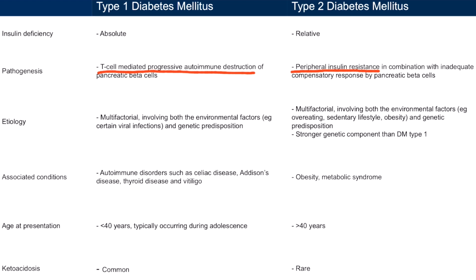Now, both of these types have complex multifactorial etiologies, including both environmental and genetic factors. For example, certain viral infections are thought to trigger the onset of type 1 diabetes, while the important environmental factors related to type 2 diabetes are overeating, sedentary lifestyle, and obesity. Now, genetic predisposition is high in both of these diseases, but diabetes type 2 has a much stronger genetic component than type 1.